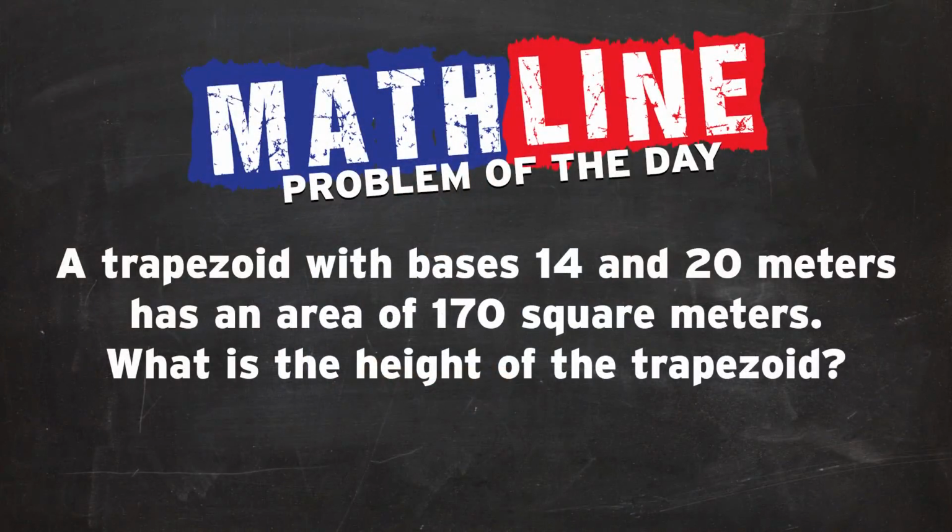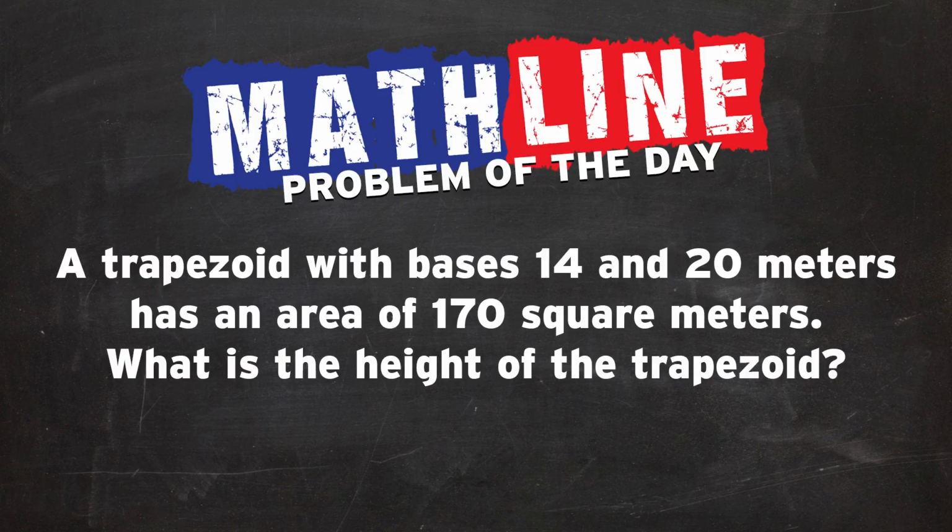Let's take care of our problem of the day. And this one is all about a trapezoid, four-sided figure, quadrilateral, with bases of 24 and 20 meters with an area of 170 square meters. What is the height of the trapezoid? That's another mouthful, it sounds like, folks. Again, trapezoid, bases 14 and 20 meters, those are each, has an area of 170 square meters. We're looking for its height, and it would be in meters.